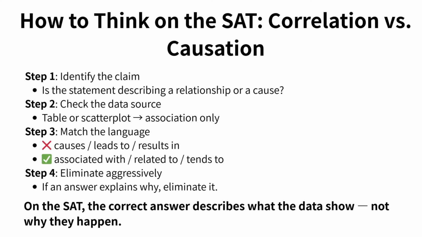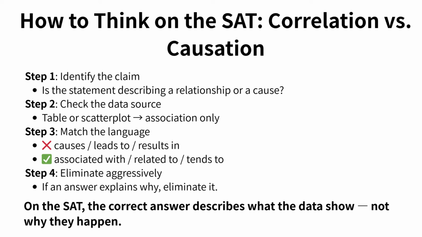Here's how to think about correlation and causation on the SAT. First, identify the claim. Ask yourself, is this statement describing a relationship, or is it trying to explain a cause? Second, check the data source. If the information comes from a table or a scatterplot, you are almost always limited to association, not causation.